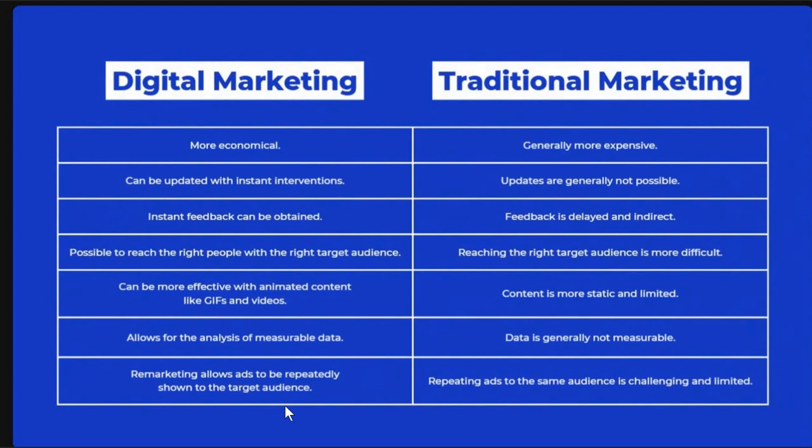Digital marketing allows for analysis of measurable data. Through digital marketing, platforms like TikTok and Instagram have analytics where you get to see the interactions of your customers, that is the shares, the likes, the comments. While under traditional marketing, there's nothing like that. Data is generally not measurable.